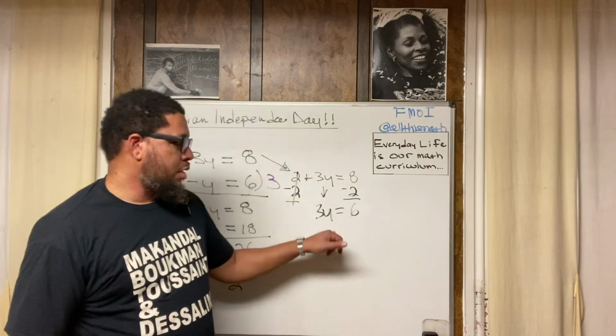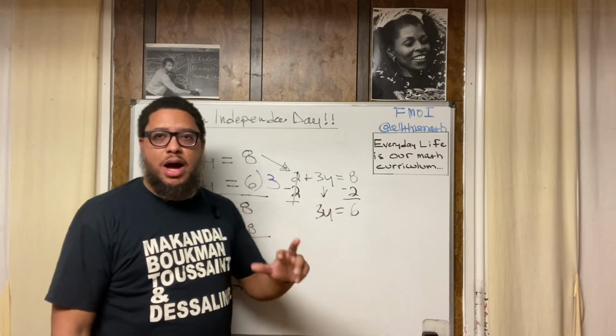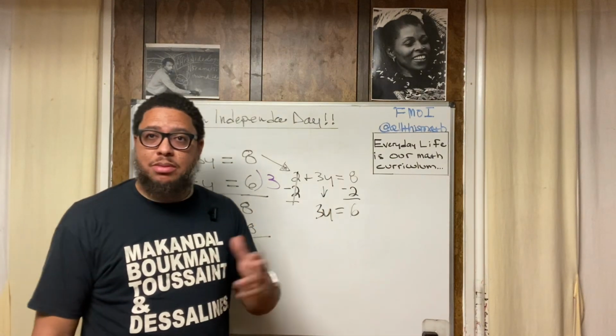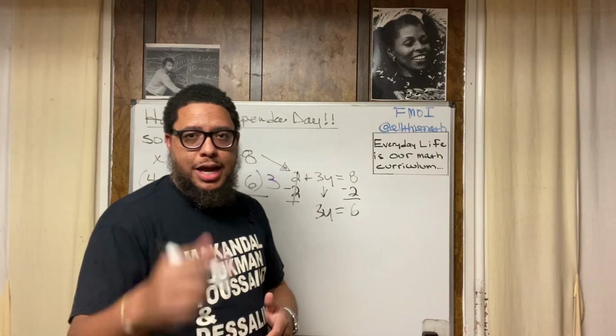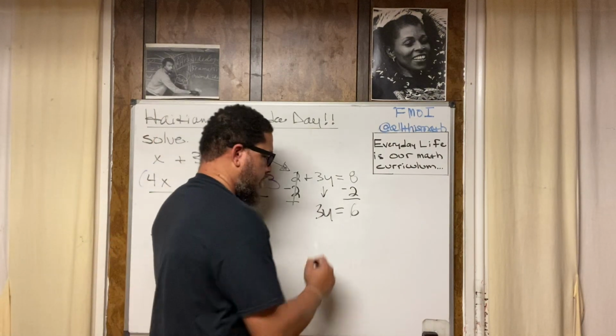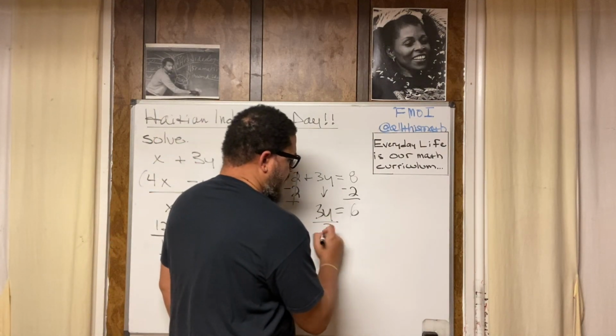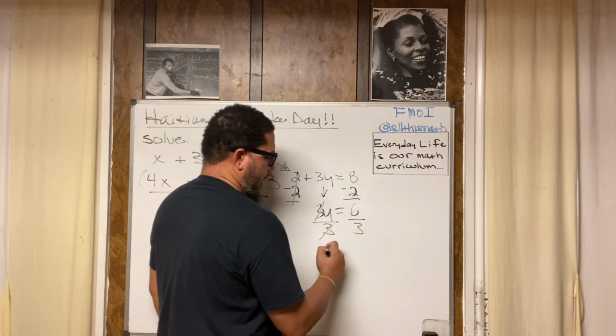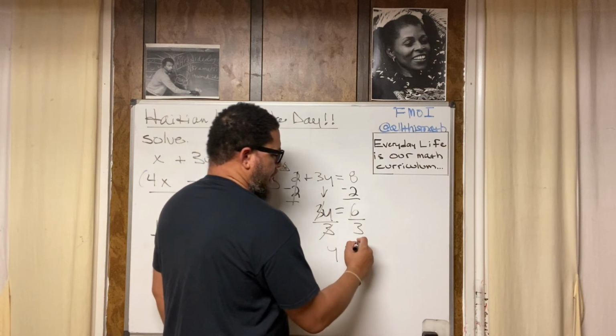Opposite operation. What's the opposite of multiplication? 3y means 3 times y. What's the opposite of multiplication? Not addition, not subtraction. It's division. Divide by 3. 3 divided by 3 is 1. 1y is just y. 6 divided by 3 is 2.